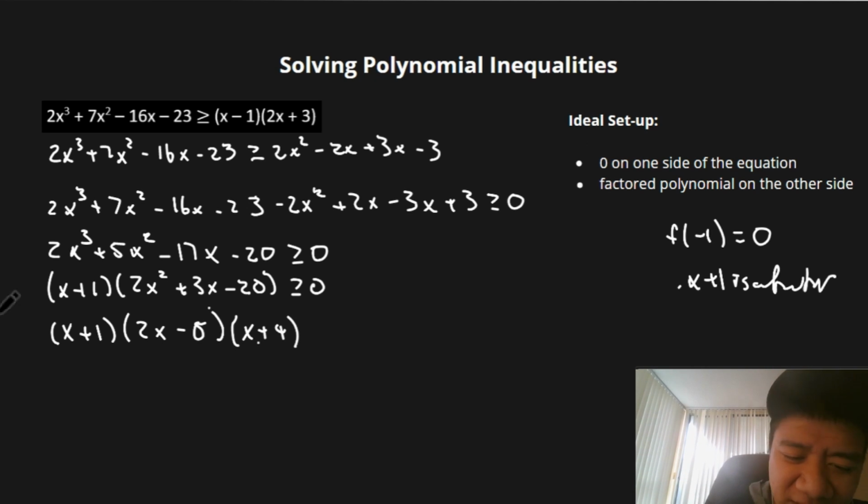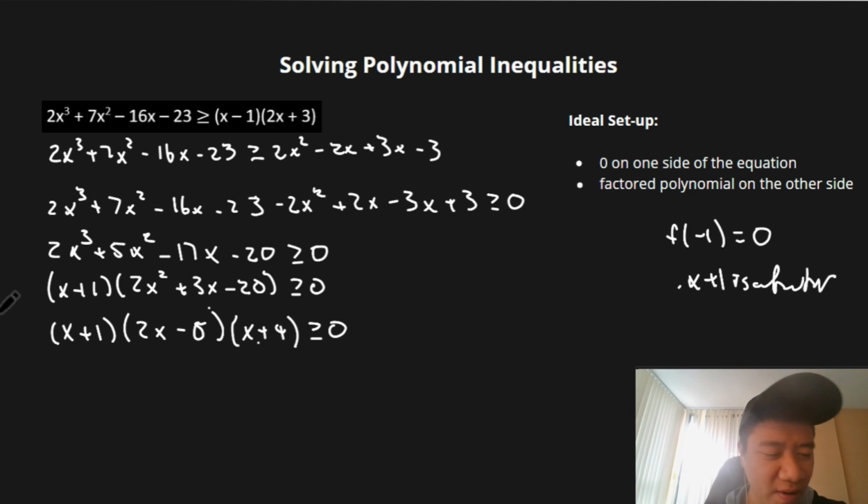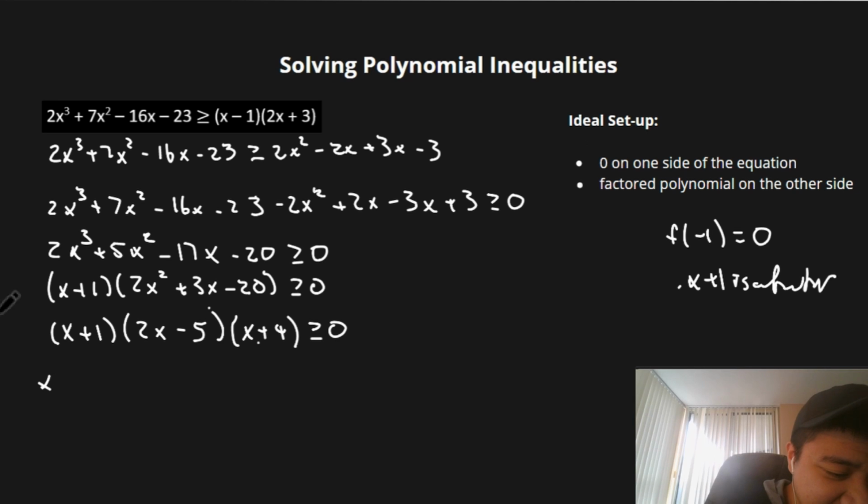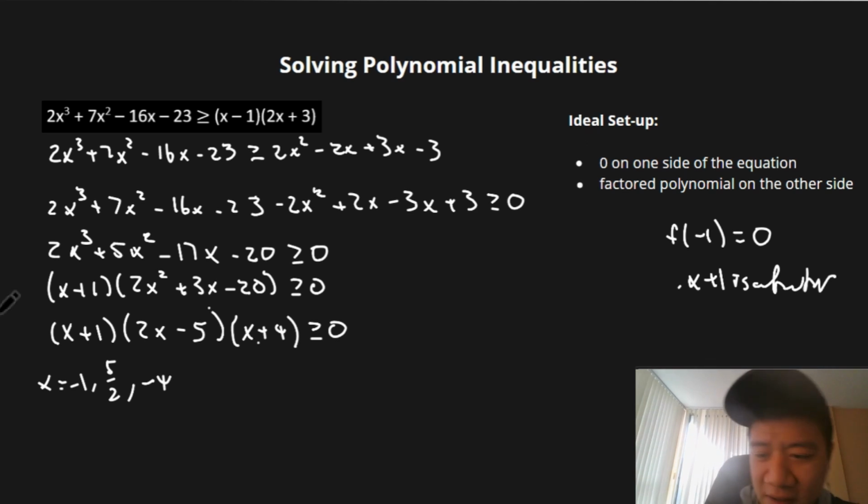Yeah, works out. Awesome. That should be a 5, not 8. Okay. Alright, so solutions to this are going to be negative 1, 5 over 2, and negative 4.